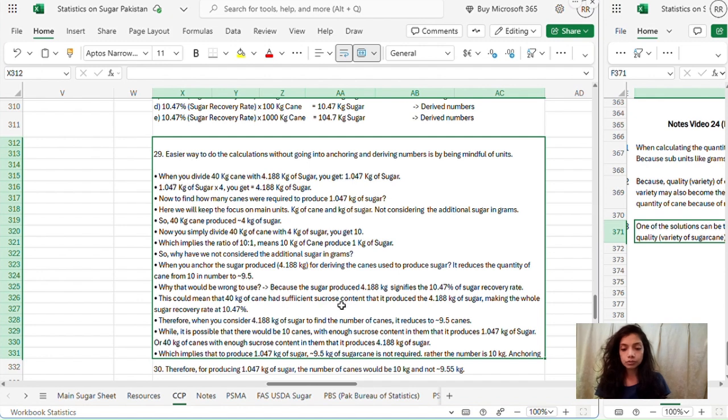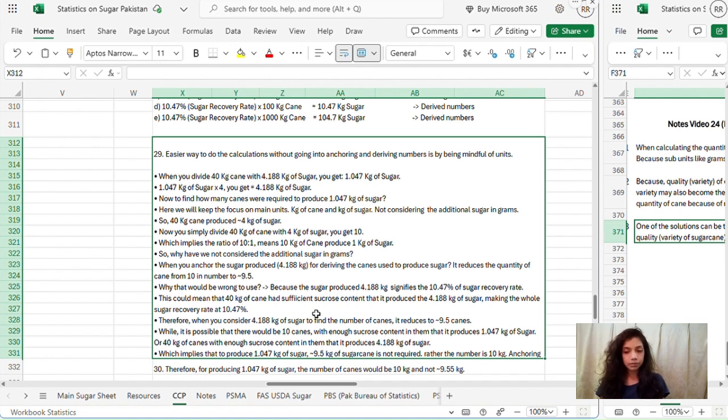Why would that be wrong to use? Because the sugar produced, 4.188 kg, signifies a 10.47% sugar recovery rate when the total cane is crushed and the sugar is produced. This could mean that 40 kg of cane had sufficient sucrose content that it produced the 4 kg of sugar, making the whole sugar recovery rate 10.47%.